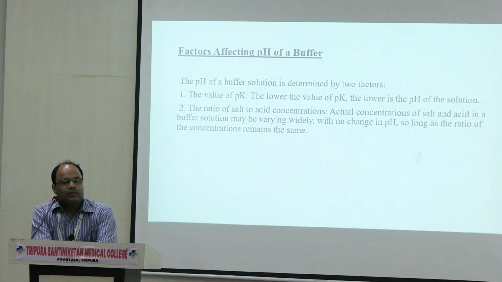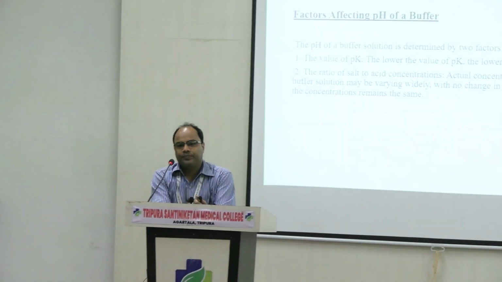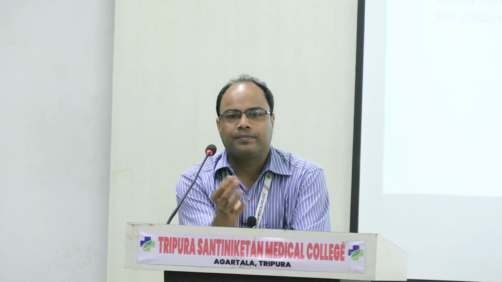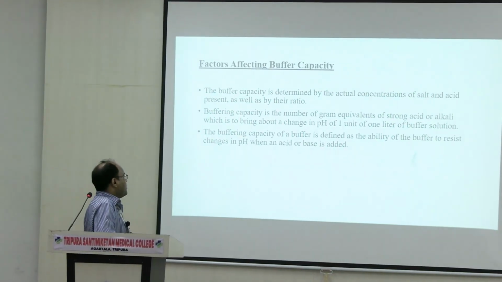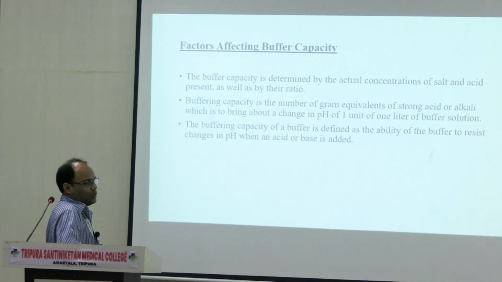For example, if you are given a buffer, you start to add some acid or alkali. Say I have 1 liter of buffer and then you add a strong acid like hydrochloric acid. If you require 2.5 of hydrochloric acid, that means the buffering capacity of the solution is 2.5. That is called the buffering capacity of a solution. Understand? These are basic things. So buffering capacity is determined by the actual concentration of salt and acid present as well as by the ratio.